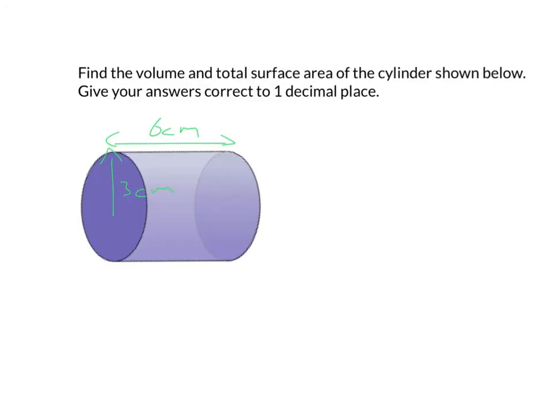So now we're going to look at solving a question relating to cylinders. So this question wants us to find the volume and total surface area of the cylinder shown below. They say to give our answer correct to one decimal place.